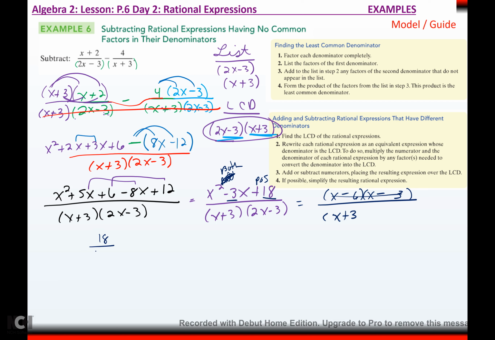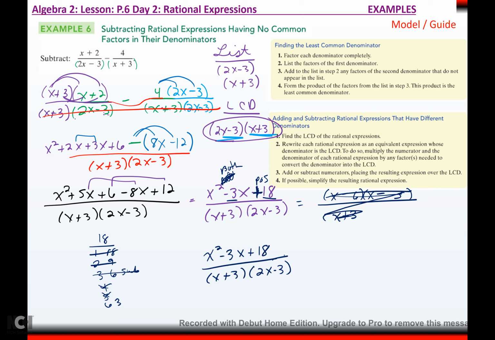Factors of 18. 1 and 18 won't make 3. 2 and 9 won't make 3. 3 and 6 do, but only if I subtract. And C says I need an adding pair, so that doesn't work. 4 doesn't go in, 5 doesn't go in, 6 and 3. There's no way I can make 3, not with that being positive. So you can't factor the top, which means my answer is x squared minus 3x plus 18 over x plus 3 times 2x minus 3. Alright, so that would be my final answer.